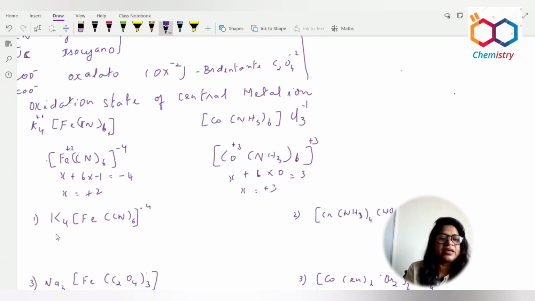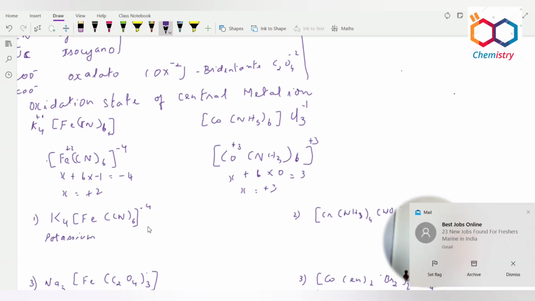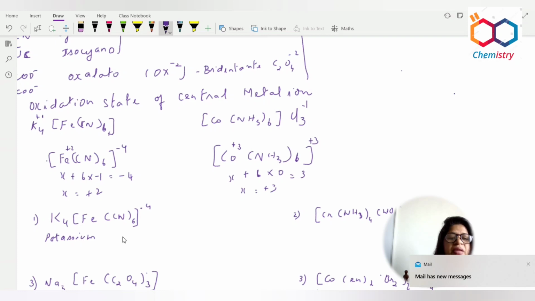Now we can start naming the complexes. You can see the first complex, K4[Fe(CN)6]. When you name a complex, first start naming with the positive part. Here the positive part is potassium. So start with potassium. The first name is potassium. Now hexacyano, you can see here: potassium hexacyano. There are 6 CN.